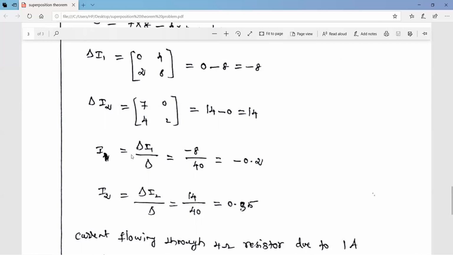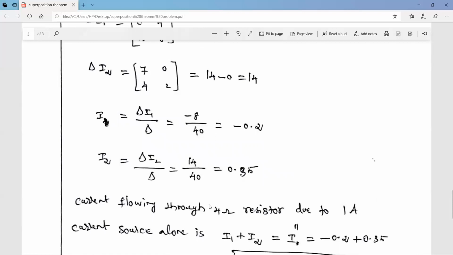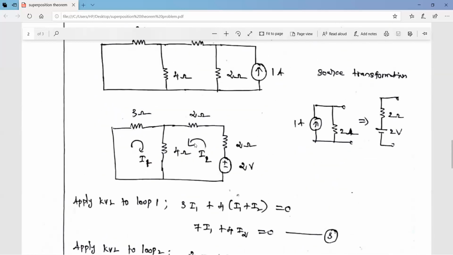So I1 is nothing but del I1 divided by del. Similarly, I2 is nothing but del I2 divided by del. So we calculated the I1 current is minus 0.2. Okay, then the I2 value is 0.35. So from this, our question is we have to find the current flowing through the 4 ohm resistor. In this diagram, what is the current flowing through the 4 ohm resistor? It is the addition of I1 and I2.